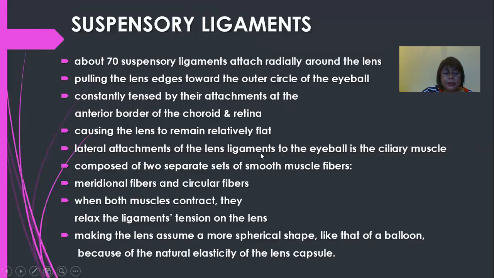Lateral attachment of the lens ligaments to the eyeball is the ciliary muscle, composed of two separate sets of smooth muscle fibers, meridional fibers and circular fibers. When both muscles contract, they relax the ligaments' tension on the lens, making the lens assume a more spherical shape like that of a balloon because of the natural elasticity of the lens capsule.